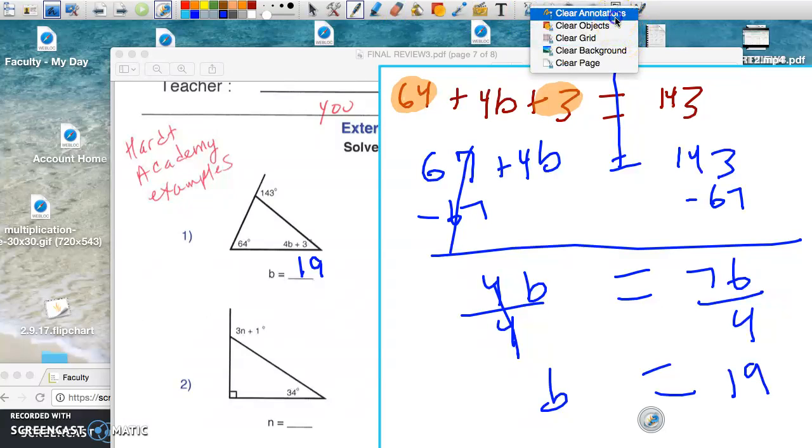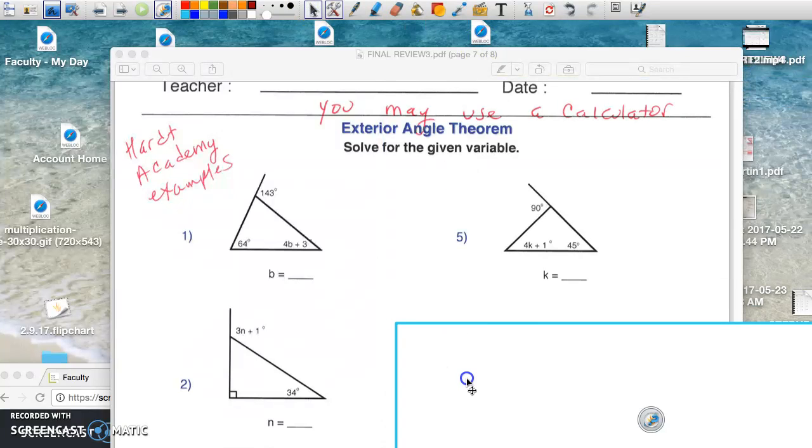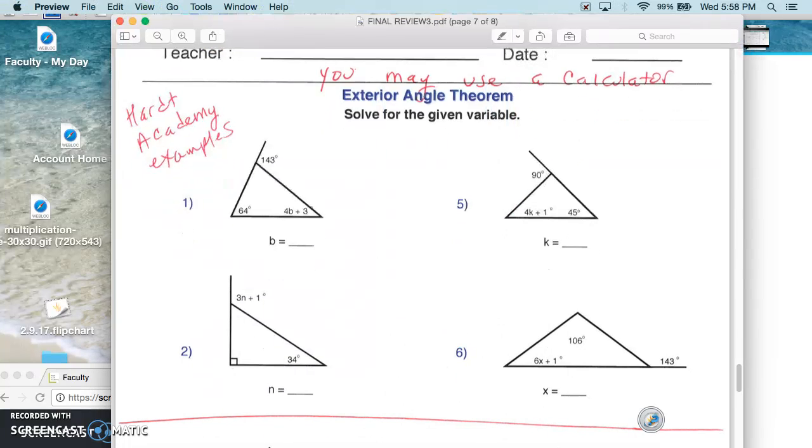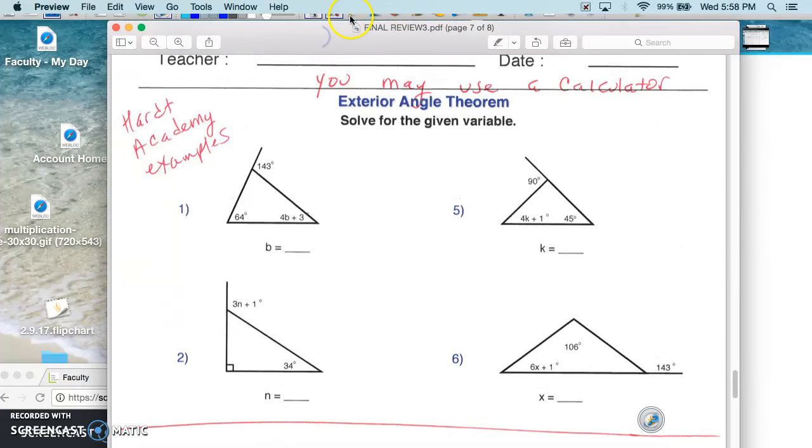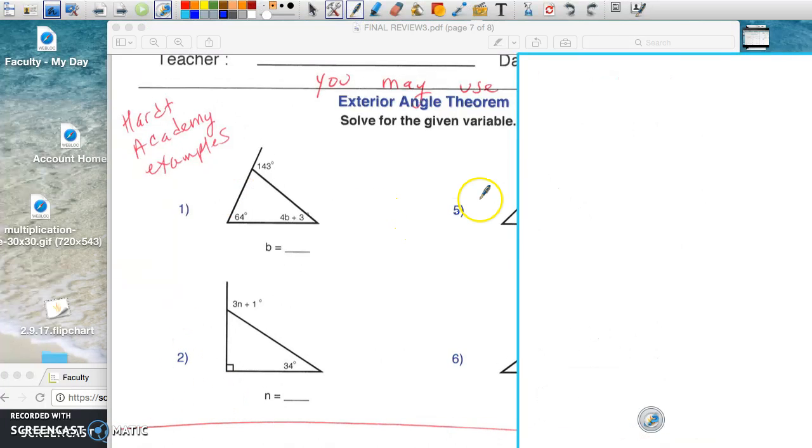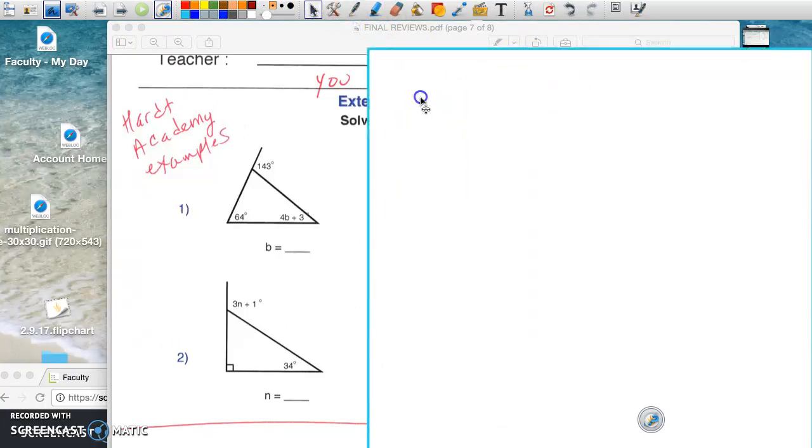Alright, let's try another one, just in case that one flew by you. Okay, number 2. So here we go. Remember, inside plus inside equals outside. Inside, which is 90, plus 34 equals 3n plus 1.